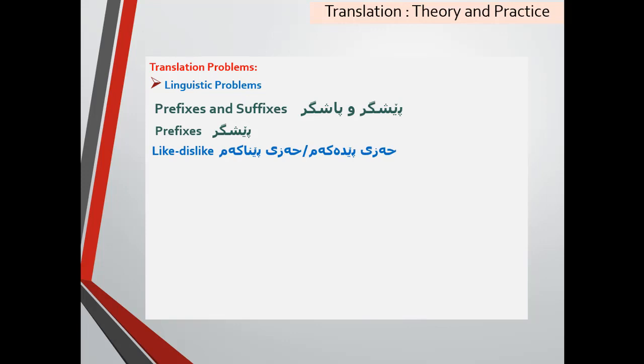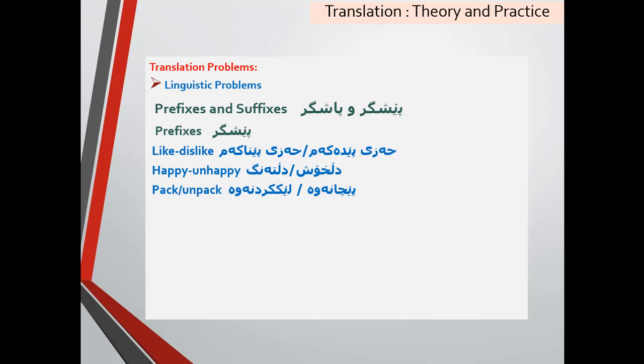For example, like and dislike. Dislike, this is the prefix that is making it the opposite of what is coming after it. So dislike becomes translated with na, the negative part of it. On the other hand, we have happy and unhappy. Happy is دلخوش, unhappy is دلتنگ. That's the opposite of happiness. But you see that in the Kurdish version, it is not translated as a prefix, but the whole word has changed. In the previous one, dislike, this is translated as na for negative, while here unhappy is not translated as na. The whole meaning of the word is changed.